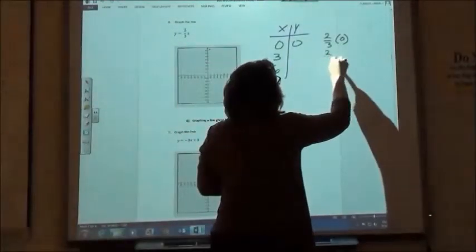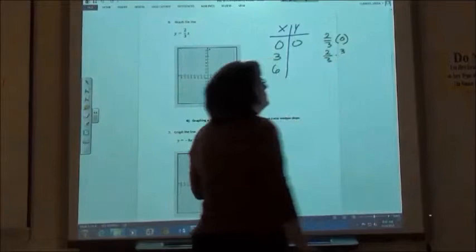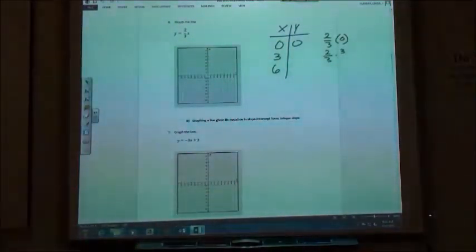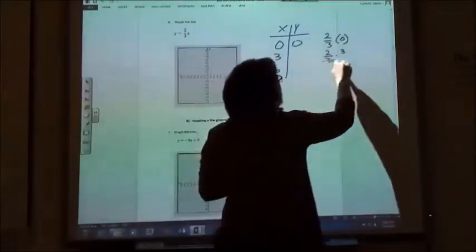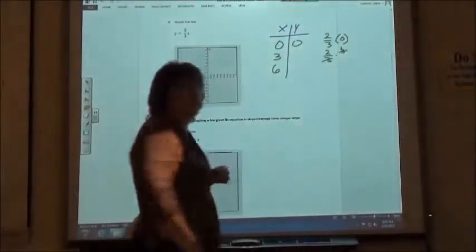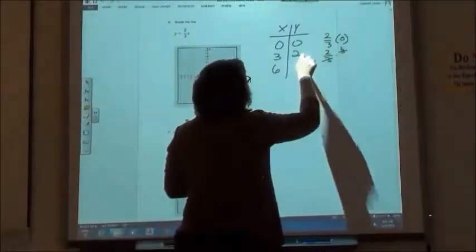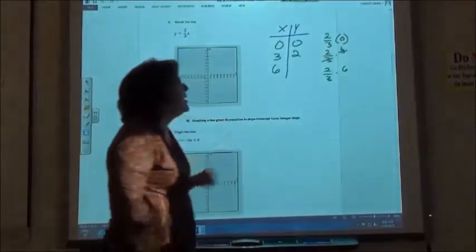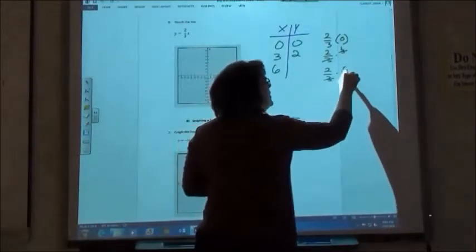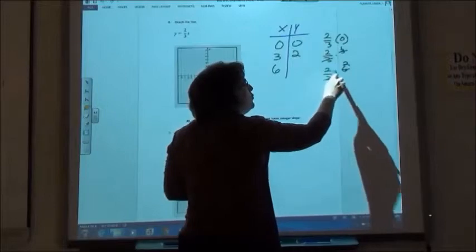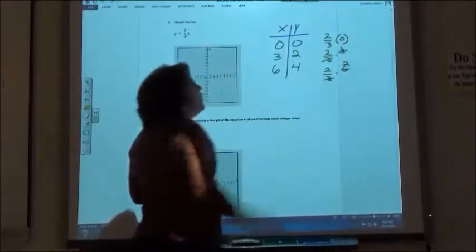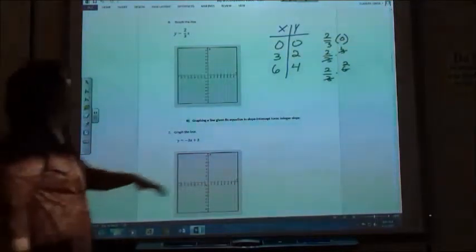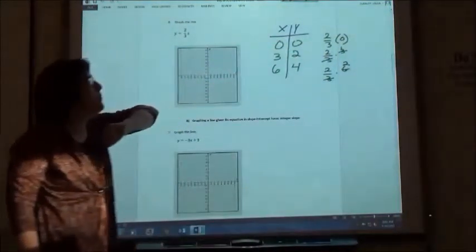Then I'm going to do the 2/3 times the 3. Now what happens when I take 2/3 times 3? I can cancel the 3's out of there and I just get 2. And if I do 2/3 times 6, again I can do some canceling. 3 goes into 6 2 times, so 2 times 2 is 4. Same thing you get if you used your calculator. So now I've got some nice, easy numbers to plot.